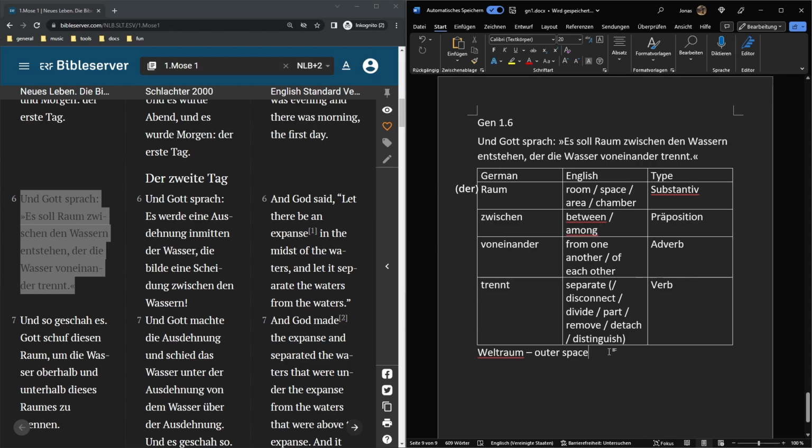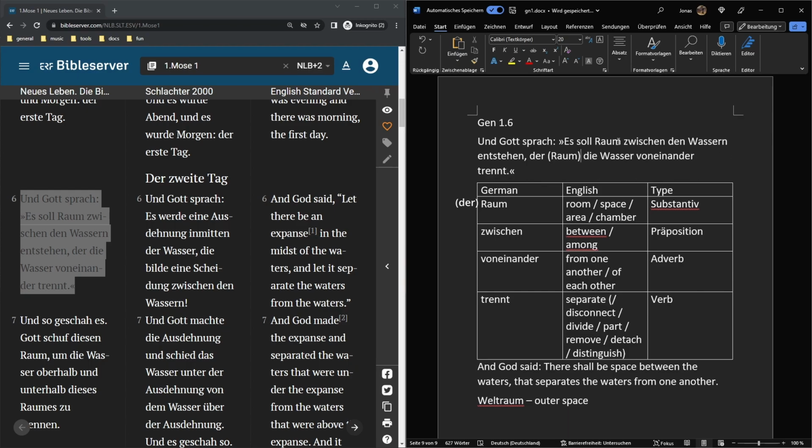Okay, let's translate the whole sentence. It's: and God said, there shall be space between the waters that separates the waters from one another. Here we have the word that, or der, which in this case refers to Raum. So it's the room that separates the waters.